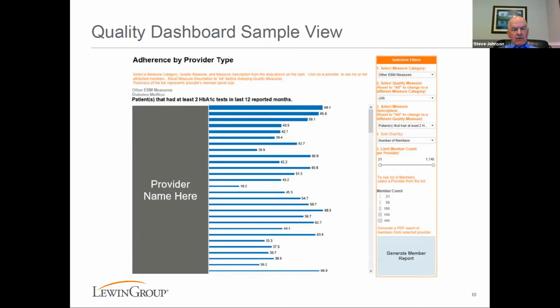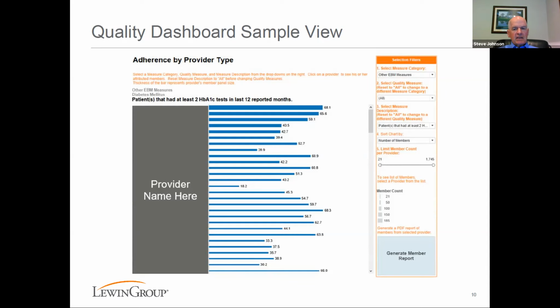Look at that on a county basis so we can see, for example in hemoglobin A1C, are there counties where adherence rates are lower than other portions of the state, where again, maybe there's a network issue, or there needs to be more outreach by the plan.